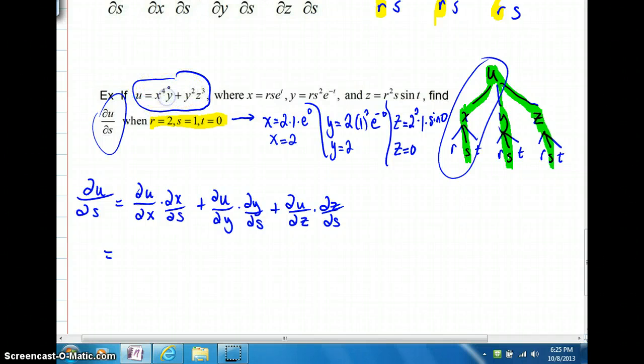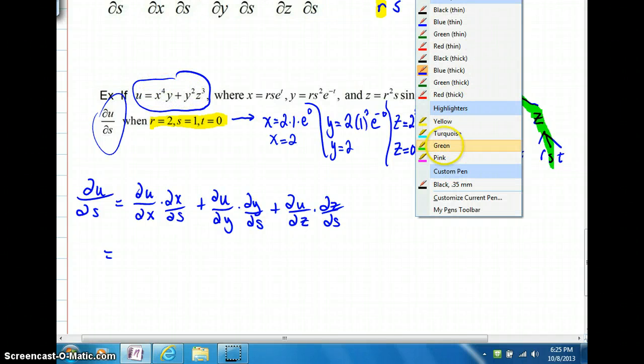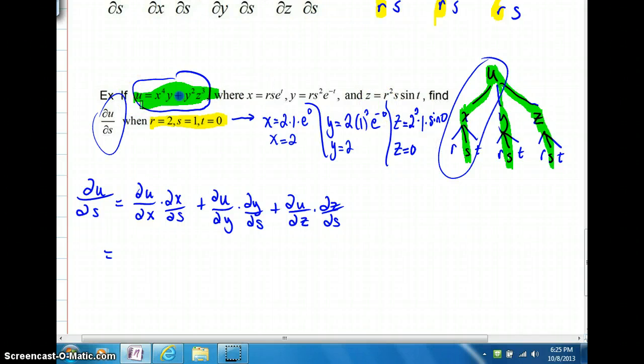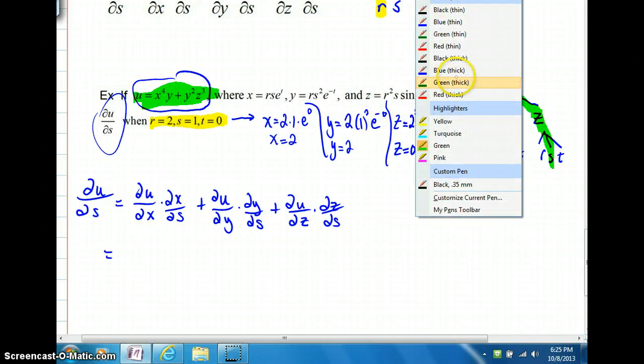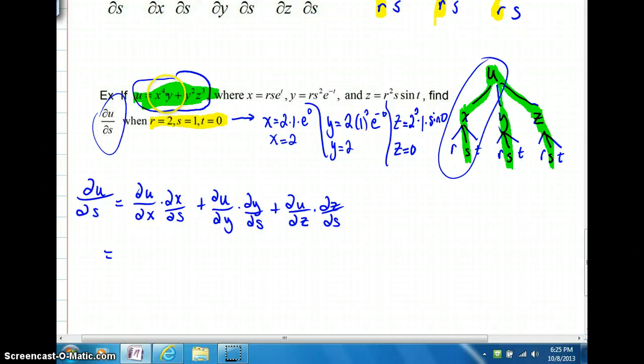Whoops, let me erase that. I wanted to have it highlighted. Take the derivative of u with respect to x. Well, treating x as the only variable, we would get 4x to the third y. The second part of this equation just collapses out. There are no x's in it.